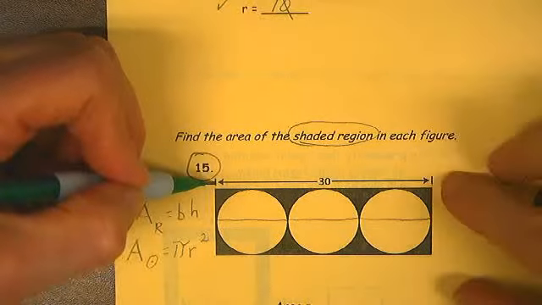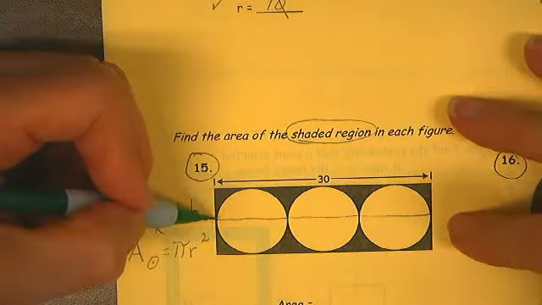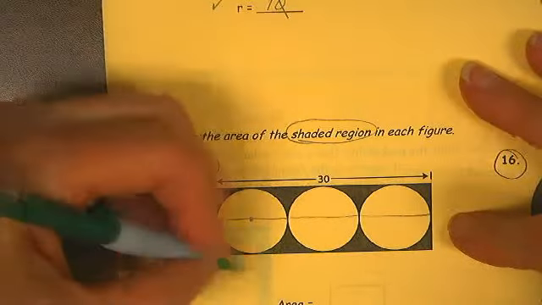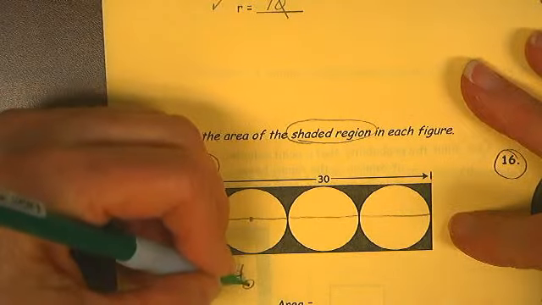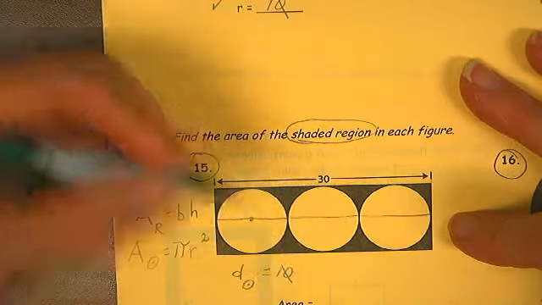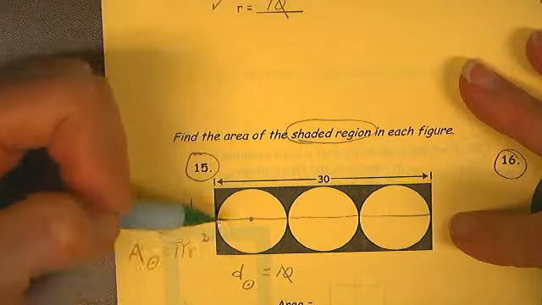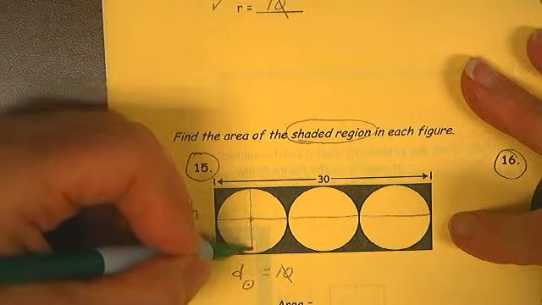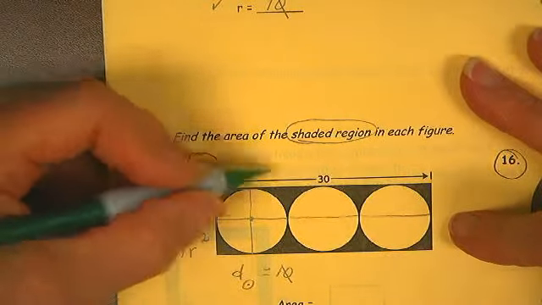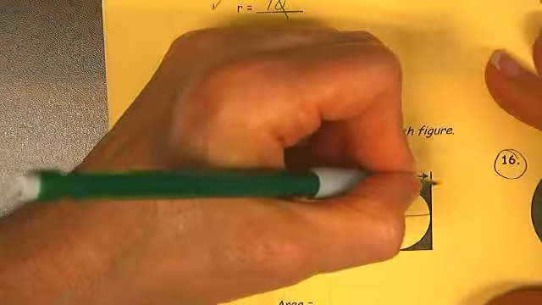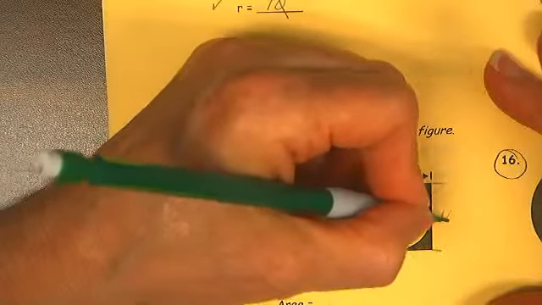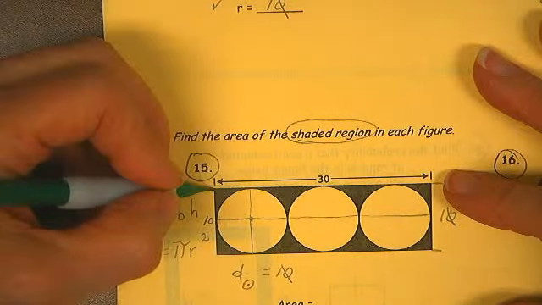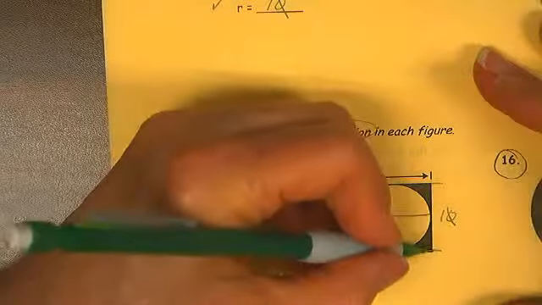If here to here is 30, and I have 3 circles, that means each diameter is 10. The diameter of each circle is 10. If the diameter of each circle is 10, then that means the height of my rectangle is 10. The height of my rectangle is 10. This is also 10. And this is also 30.